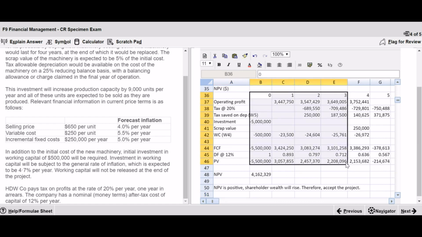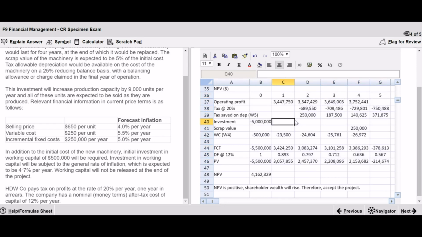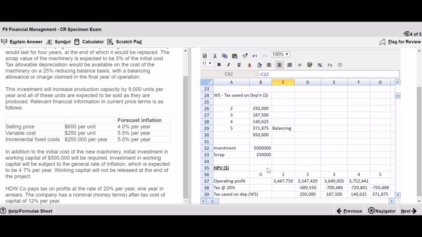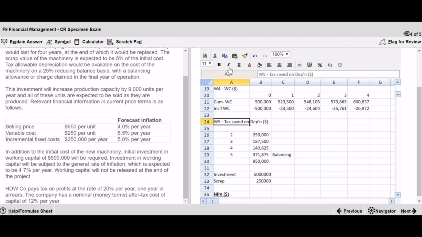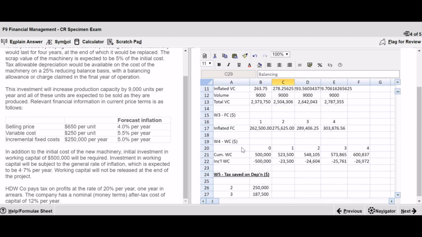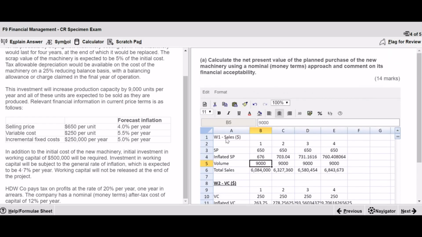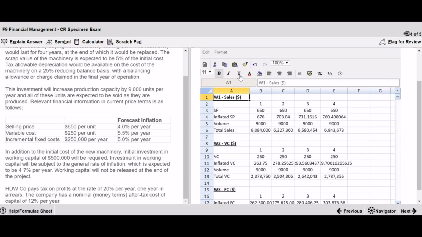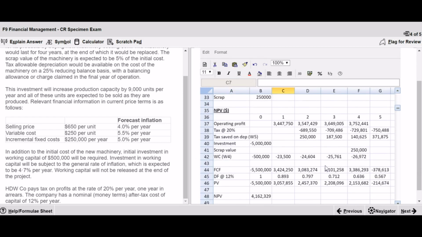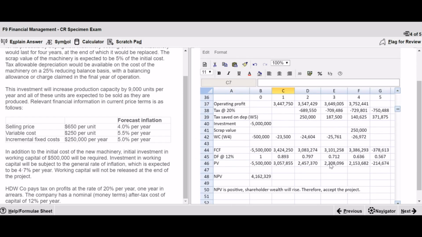So the key part here is that we need to be good with the calculations and using the spreadsheet, but please do not waste too much time on the formatting. You can just do a final little formatting on the workings that you've got, and this should be enough. So here is our overall NPV that we've got here on this question.